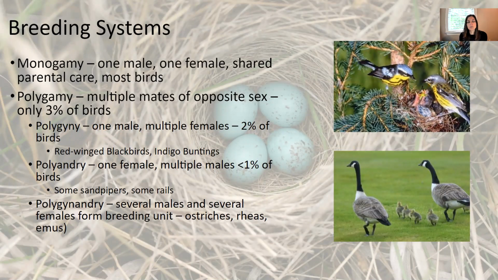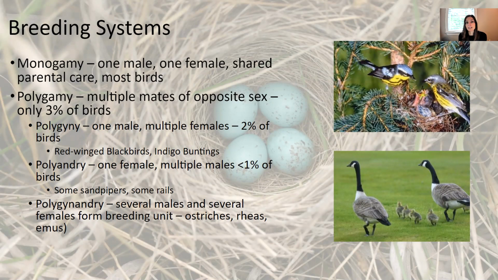There's two general breeding systems seen in birds. Most birds are monogamous, where there's one male and one female, and they share parental care. Polygamy also happens in birds, but just in about 3% of birds, where there's multiple mates of the opposite sex.